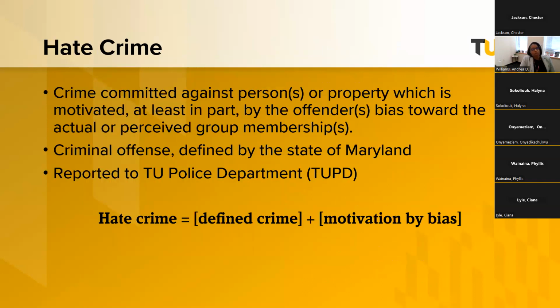Hate crimes. So let's talk about what hate crimes are. People tend to get those a little confused with freedom of speech or bias incidents. So hate crimes are crimes committed against a person or their property, which is motivated, at least in part, by the offender's bias towards actual or perceived group's membership. It is a criminal offense defined by the state of Maryland, and usually you'll report those to the TUPD.